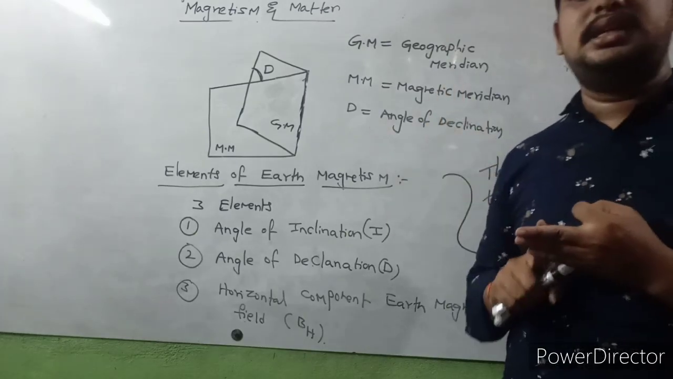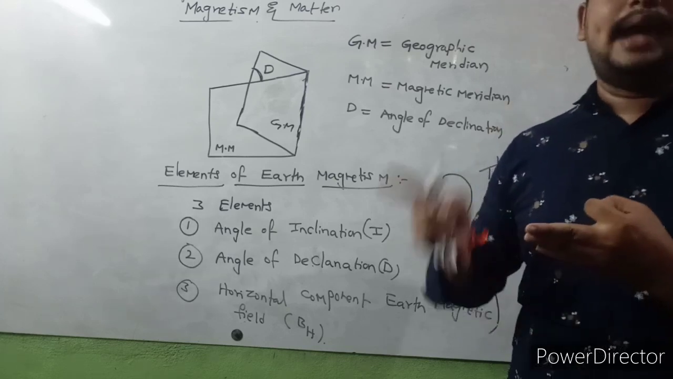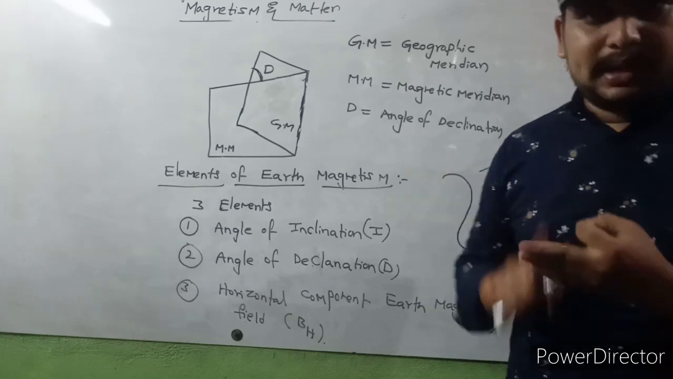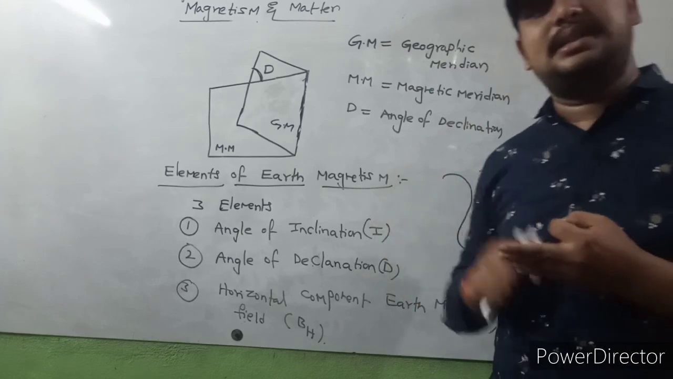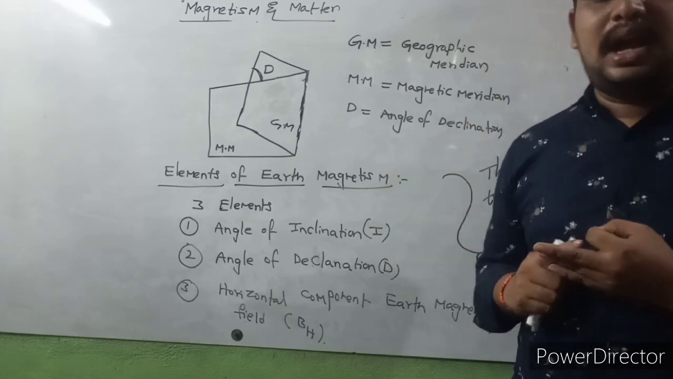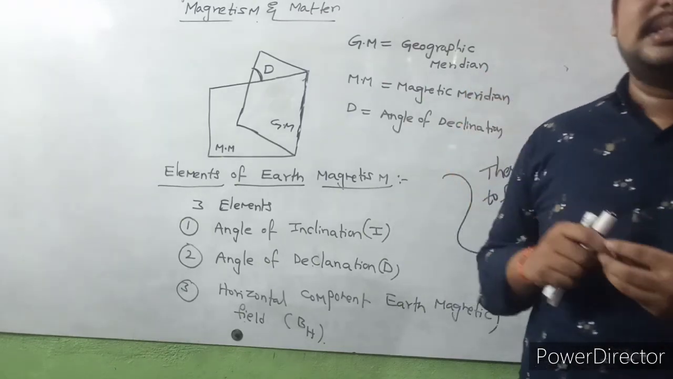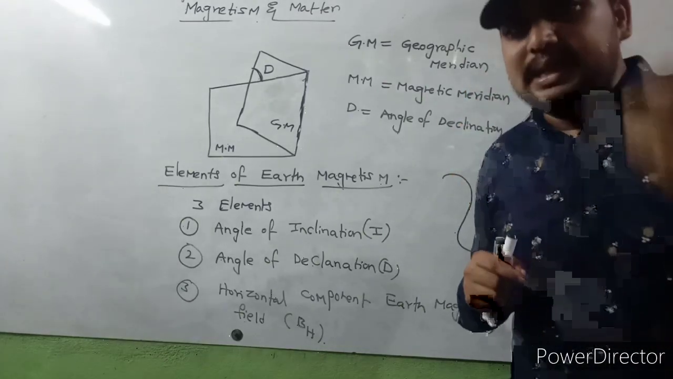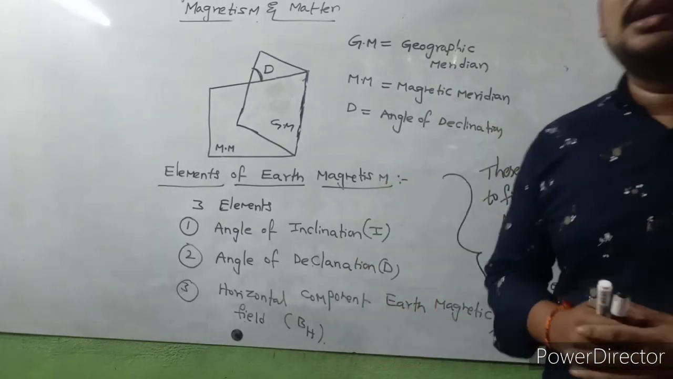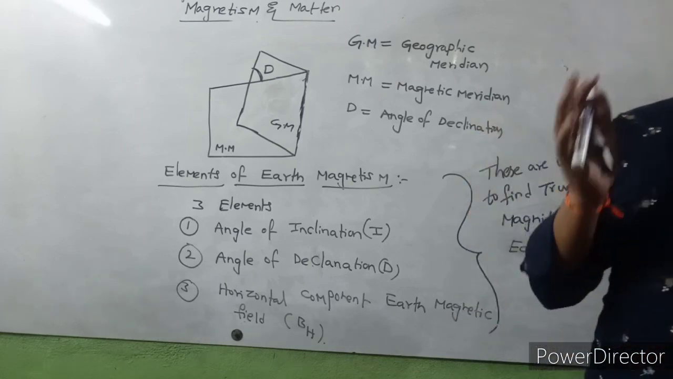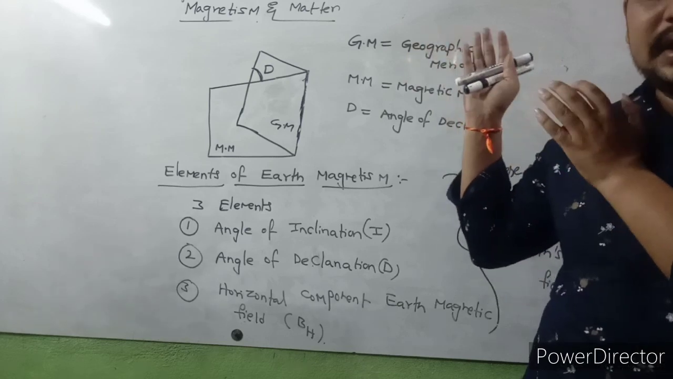In the terminology we discussed angle of inclination or angle of dip, angle of declination, magnetic meridian, geographic meridian, magnetic axis, geographic axis, geographic equator, and magnetic equator, and how the angle of inclination changes at different places. This is the overall concept of earth magnetism. This concept is very, very important, and numericals are asked based upon this angle of inclination.